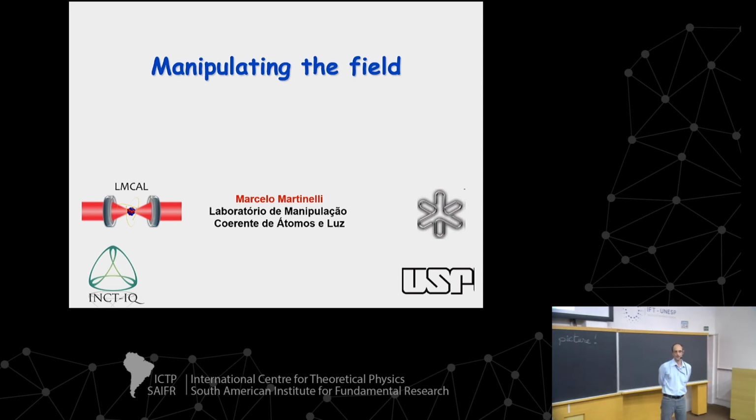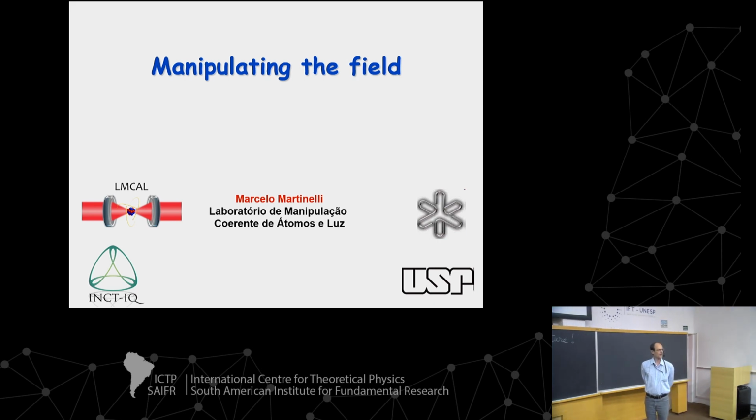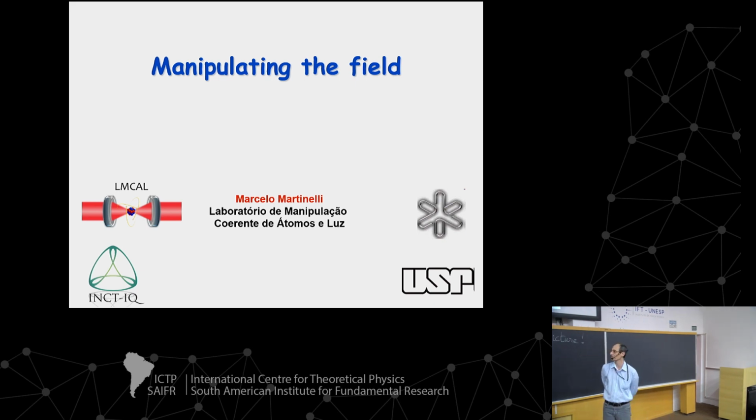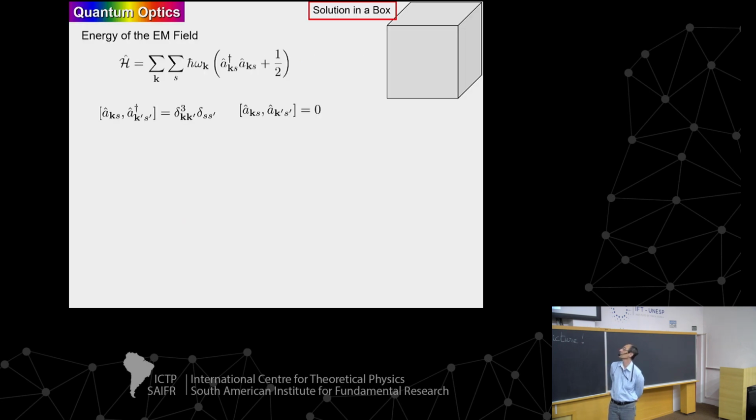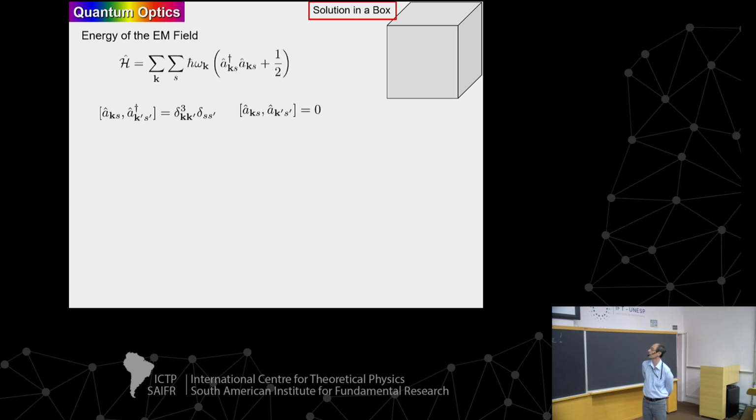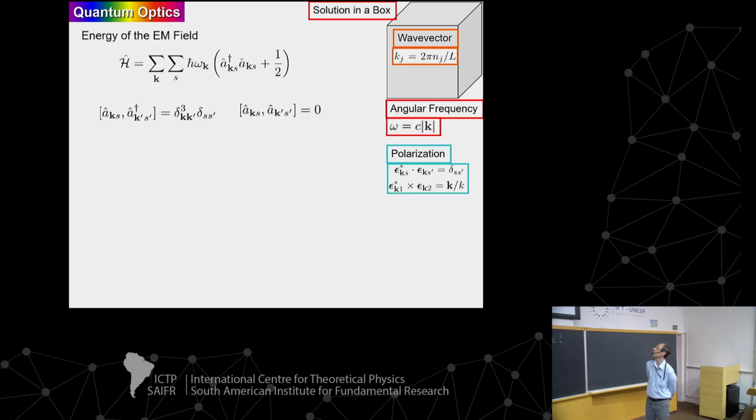Manipulation of the field. So stretch a bit, and that'll be quite fast. But please interrupt me if you're missing something, if I'm going too fast. But let's begin with the idea that we had a box, we had boundaries, we have quantized it, we have the modes determined by wave vectors associated to angular frequencies and polarizations.